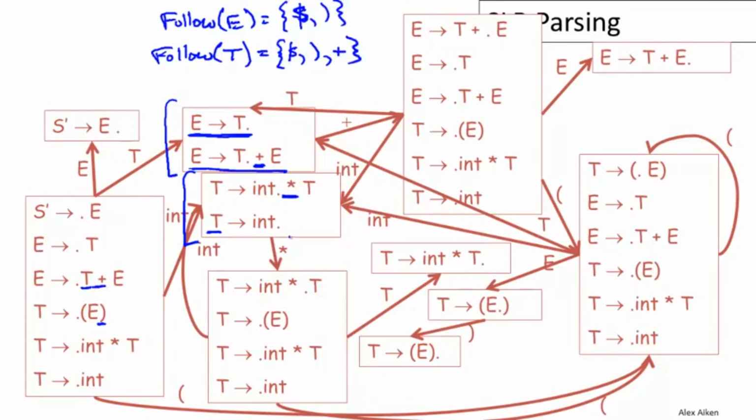And so now we're going to reduce only if we're out of input or if the next input item is a closed paren or a plus, and there's also no longer any shift-reduce conflict in this state. And so this grammar is an SLR(1) grammar.